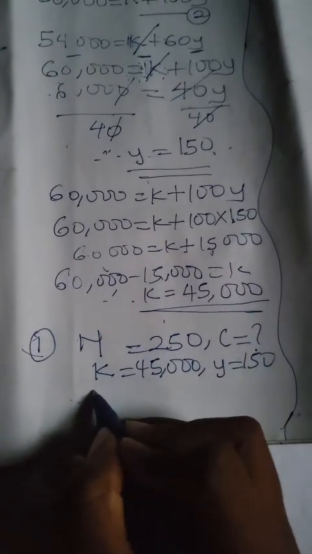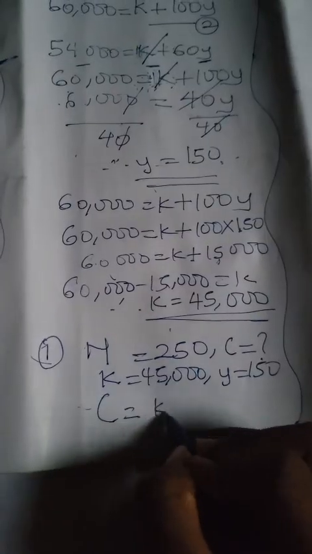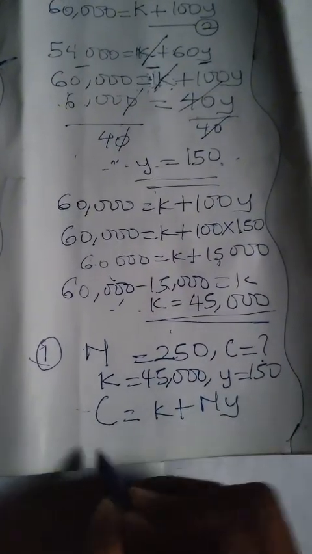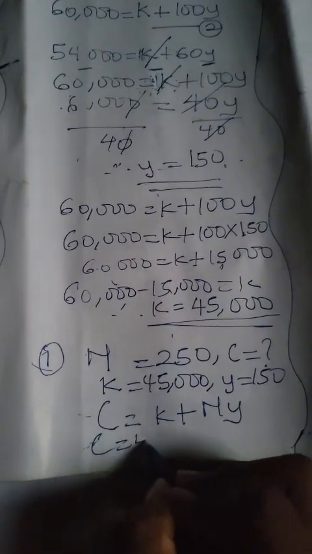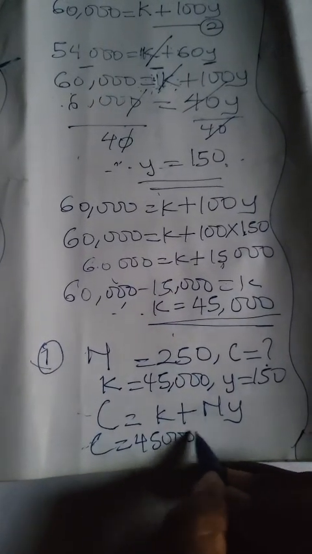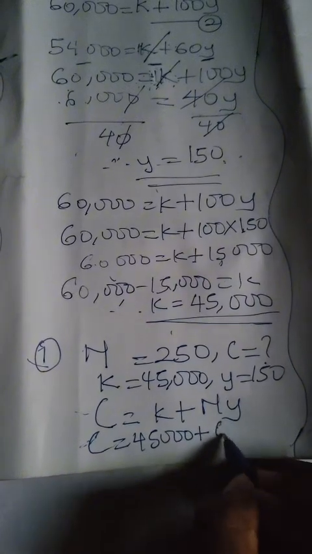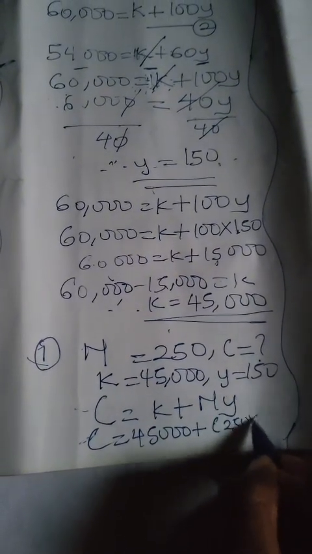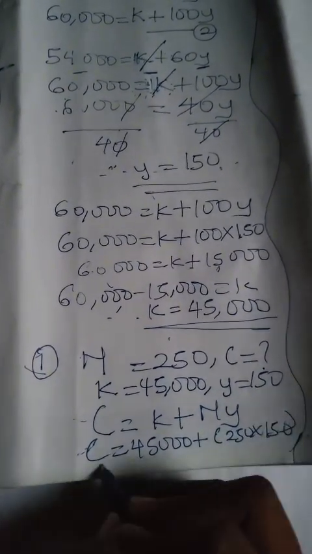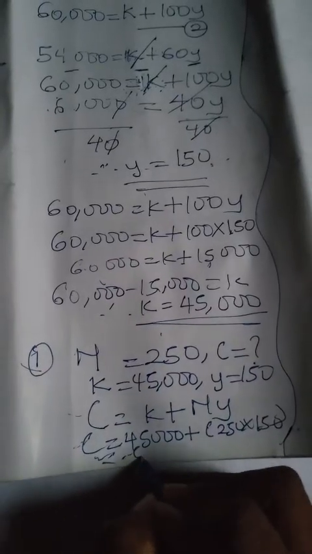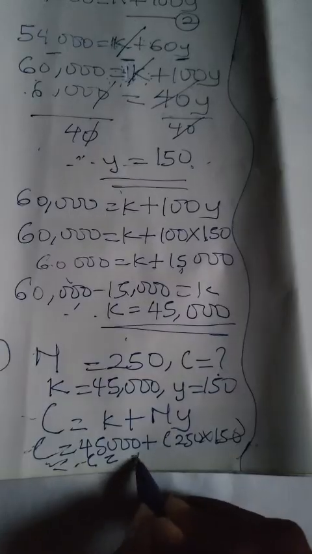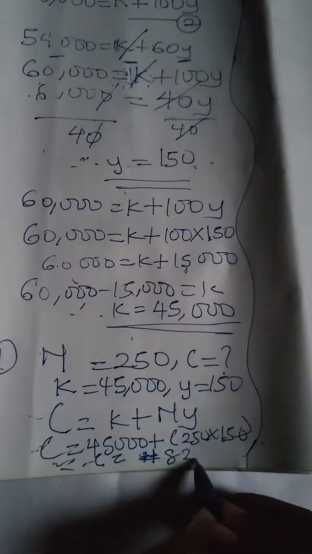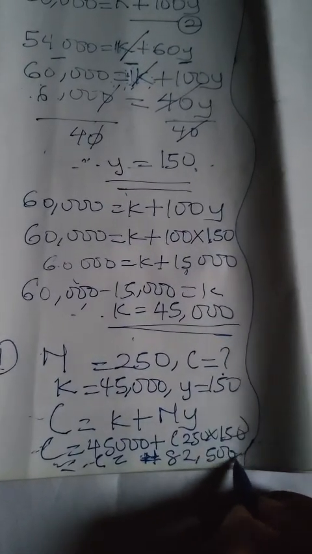So the formula again, C is equal to K plus NY. C is what we're looking for. K is 45,000 plus N, the number of students, 250, times Y, 150. So therefore C will now be equal to 82,500 naira. That's the answer for this long question.